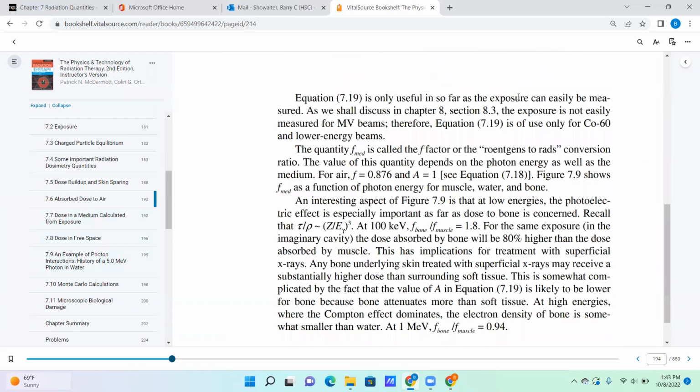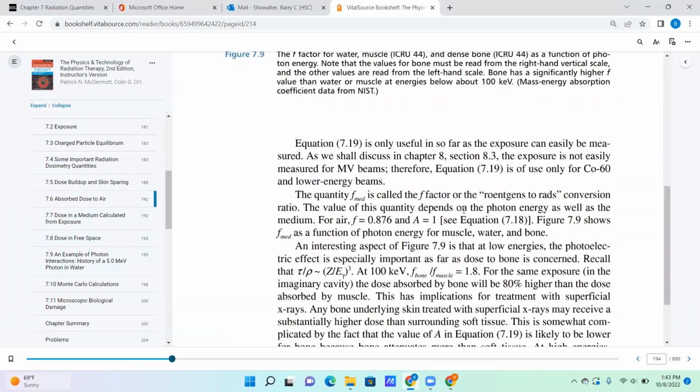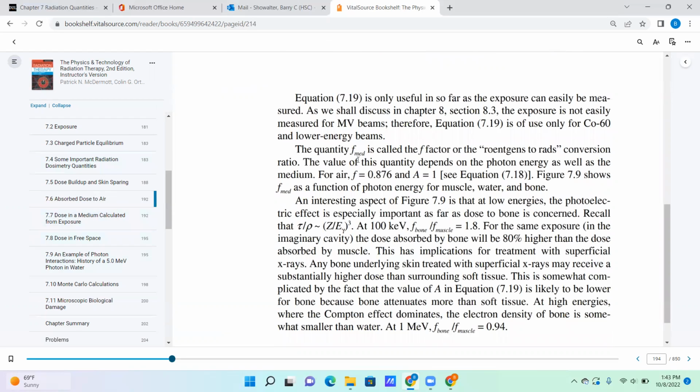This is only useful insofar as the exposure can easily be measured. The exposure is not easily measured for MV beams. Therefore, this is only for use of cobalt-60 and lower energy beams. And since you guys don't use a lot of those, that's really not going to do you a heck of a lot of good. This F sub med is called the F factor, or the roentgen to rad conversion. The value depends on the photon energy. For air, F is 0.876 and A is equal to 1.